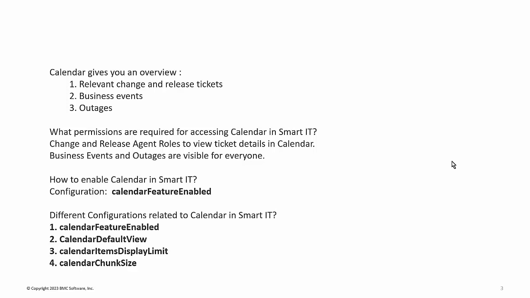Another parameter is calendar item display limit. This parameter controls the number of items to display in a calendar. By default, this is set to 2000. The other parameter in the Smart IT configurations is calendar chunk size. The default value for calendar chunk size is 80. This parameter works at server level, and in a chunk it fetches around 80 records to display on the calendar.